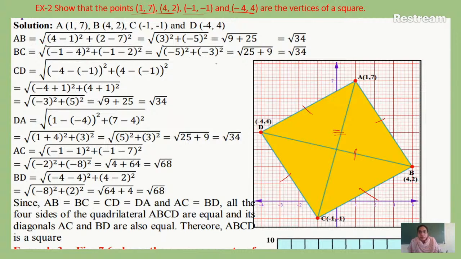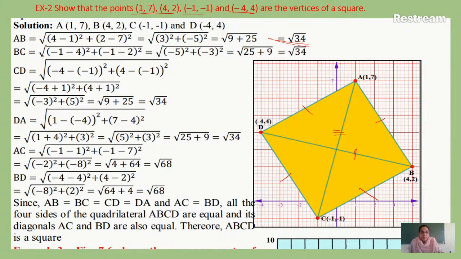AB, if I take the length of AB, it is root of (4 minus 1) whole square plus (2 minus 7) whole square, that is x2 minus x1 whole square plus y2 minus y1 whole square. 4 minus 1 means 3 square plus 2 minus 7 means 5 square. 9 plus 25. The first length is root 34.